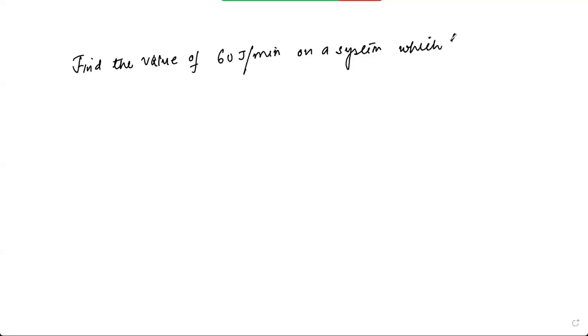Now let us consider another numerical problem. Find the value of 60 joule per minute on a system which has 100 gram, 100 centimeter, and 1 minute as fundamental units.